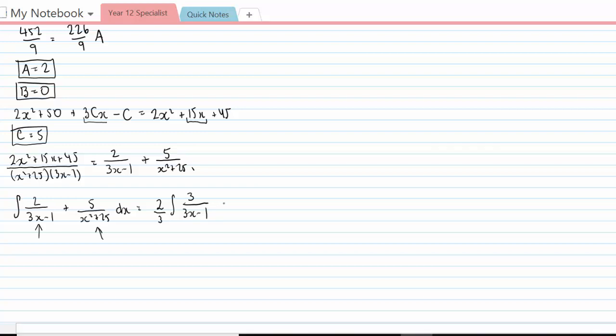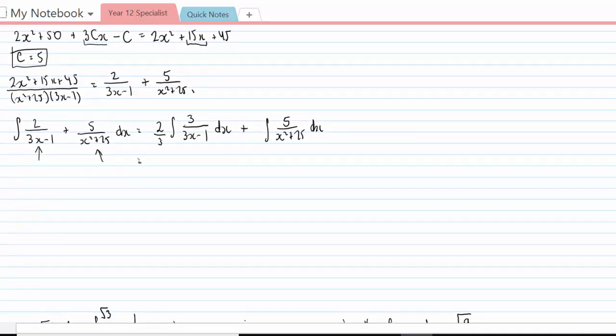So let me write that as dx there, and then plus the integral of 5 on x squared plus 25 dx. So that gives us 2/3 log e of the modulus of 3x minus 1. And then we've also got plus inverse tan of x on 5. And we can't forget the plus c.